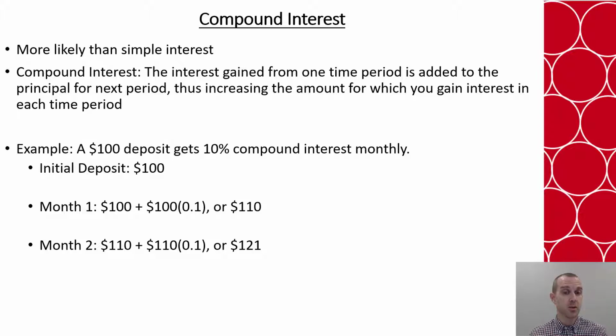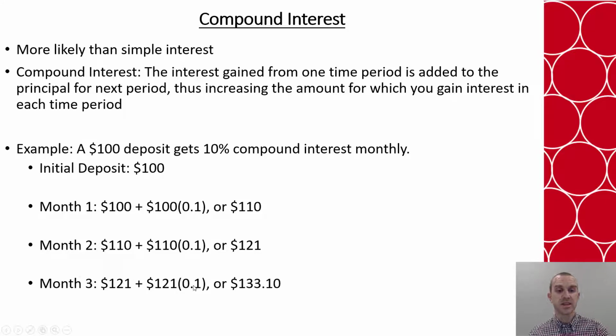When we go to the third month, we're no longer using the $100 or the $110. We're going to use that $121 to calculate our new interest. And so we take 10% of the $121 and see that we'd have $133.10. Now look what's happening to the amount of interest we gain from one month to the next. We go from $10 to $11 to $12.10. Because our principal increases, the amount of interest we gain increases with each time.